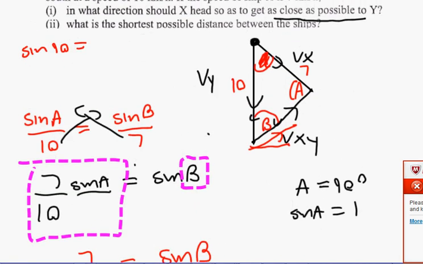Now look at this. We've now decided that this here, just going to rub out this one and this one. We said that A is 90. We said that B is 44.43. What does that make the top angle then? 180 minus 90 minus 44.43. 45.57.